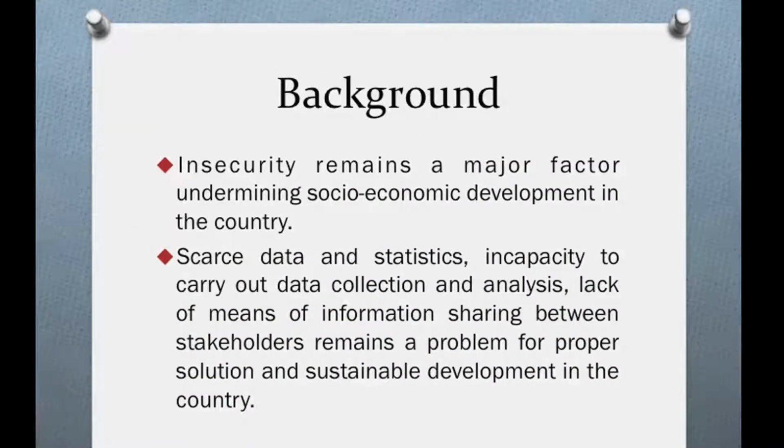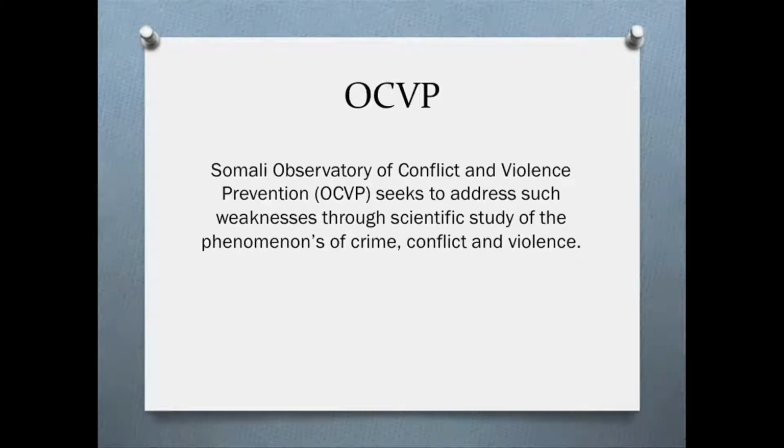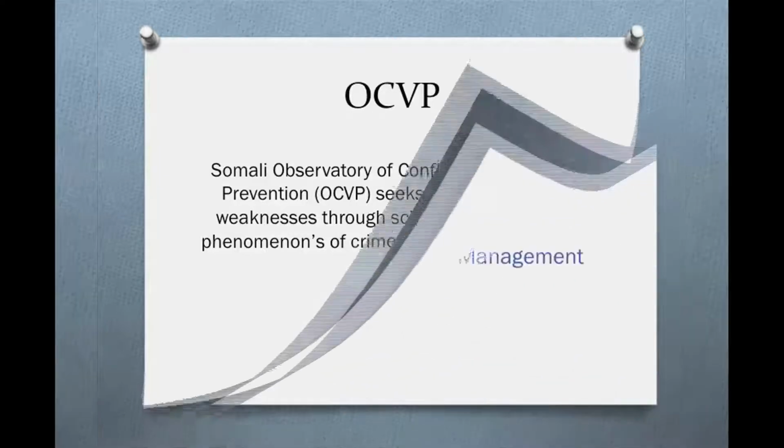Insecurity remains a major factor undermining socio-economic development in the country. Limitations like scarce data and statistics, lack of national capacity to carry out data collection and analysis, and lack of means of information sharing among the various stakeholders remain a problem for problem-solving and sustainable development in the country. The Somali Observatory of Conflict and Violence Prevention seeks to address these weaknesses by taking a scientific look at the phenomenon of crime, conflict and violence, and those trends.